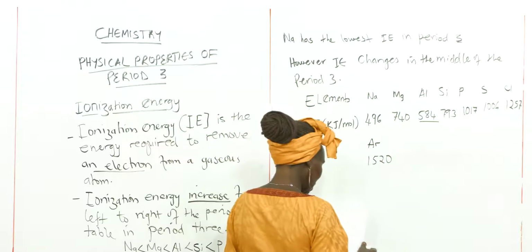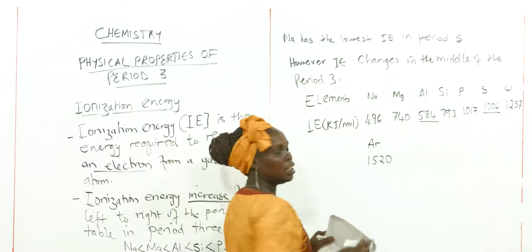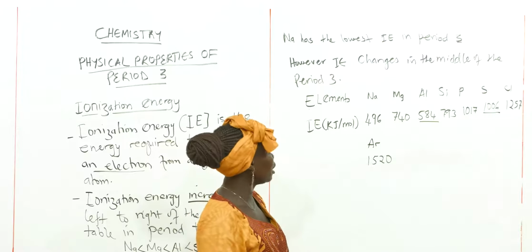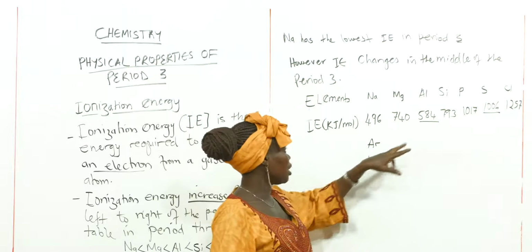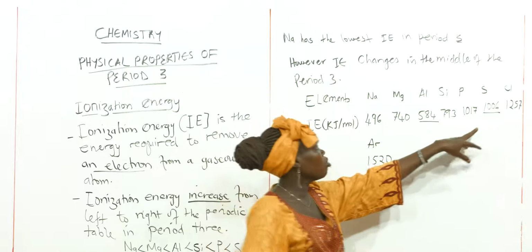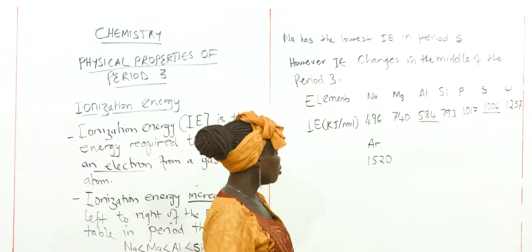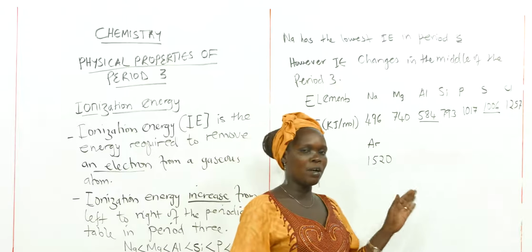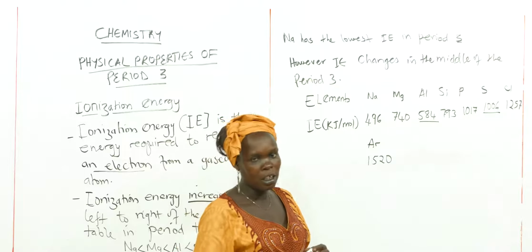So we have seen here that there is a decrease in sulfur and there is also a decrease in aluminium. That is what I was explaining before, that there are irregularities in the middle of period 3. So aluminium has a drop in ionization energy, and sulfur also experiences a drop. But generally we need to remember that ionization energy increases from left to right. So what happened in the middle is an exceptional interruption.